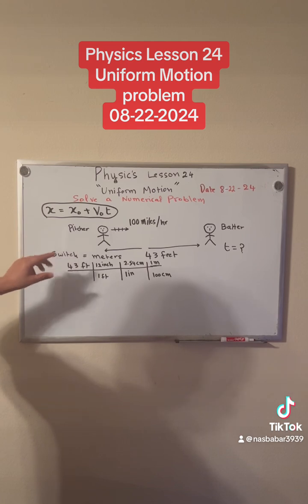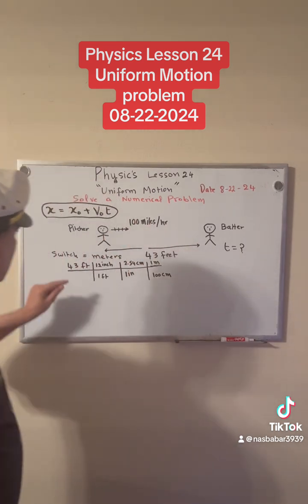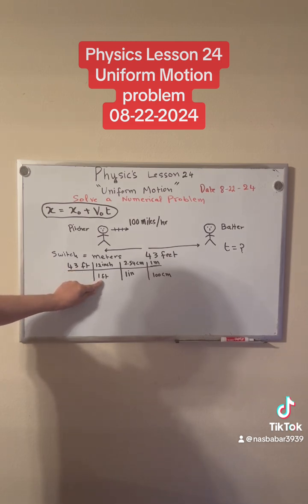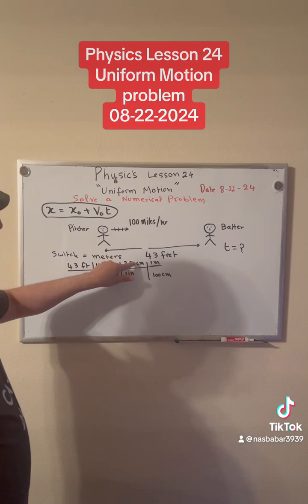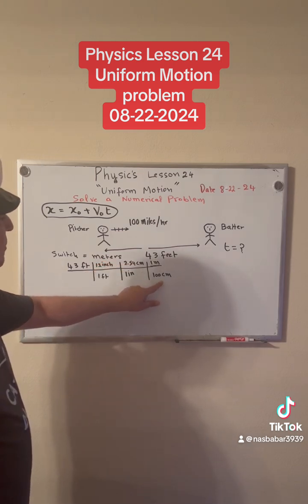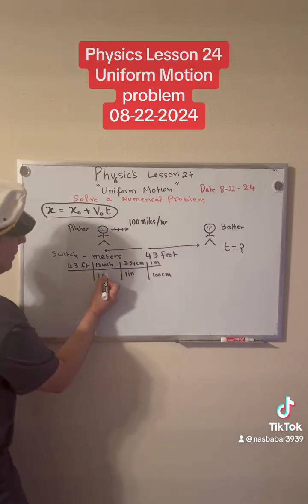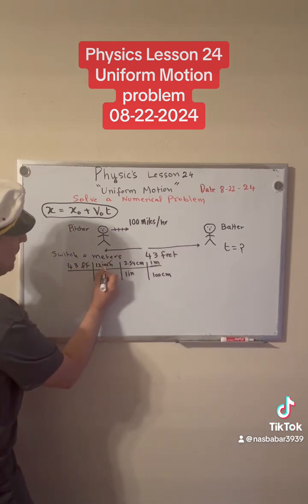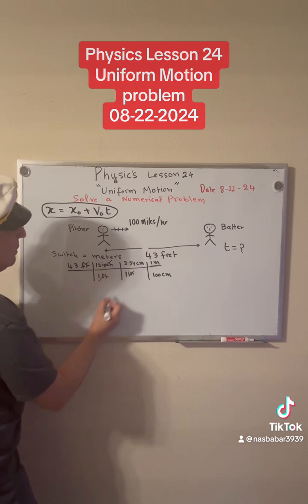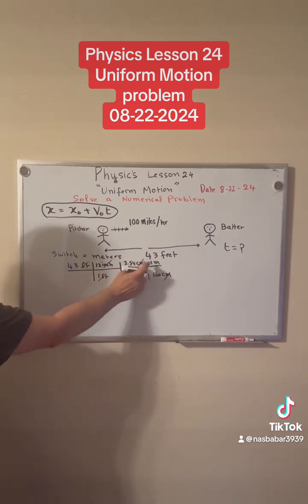We are switching feet to meters. 43 feet. 1 foot has 12 inches. 1 inch has 2.54 centimeters. 100 centimeters has 1 meter. Now if you look in here, feet and feet cancel, inch and inch cancel, centimeter and centimeter cancel. All you're left with is just meter.